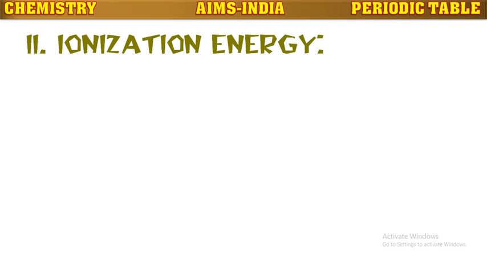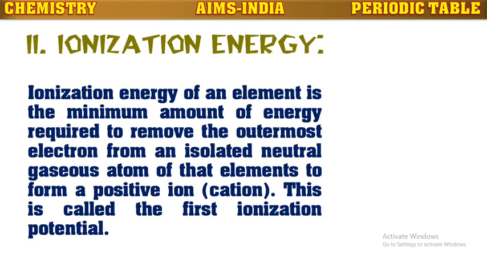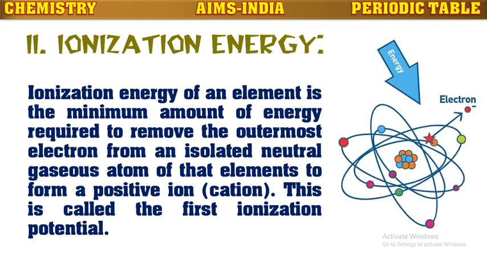Ionization energy. Ionization energy of an element is the minimum amount of energy required to remove the outermost electron from an isolated gaseous neutral atom to form a positive ion, which we call a cation. This is also called the first ionization potential.